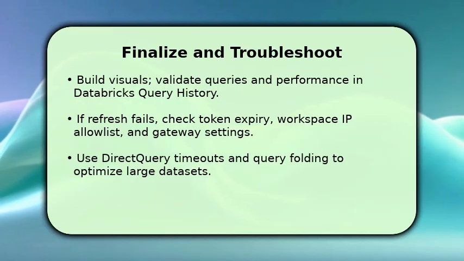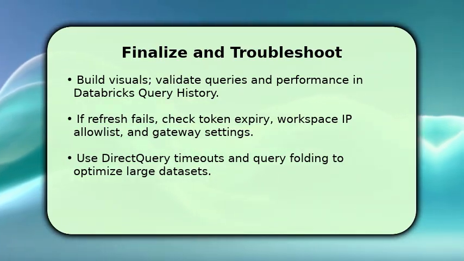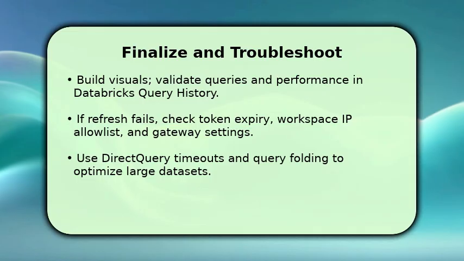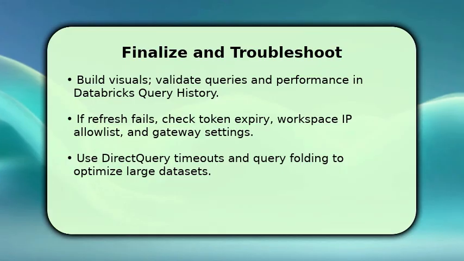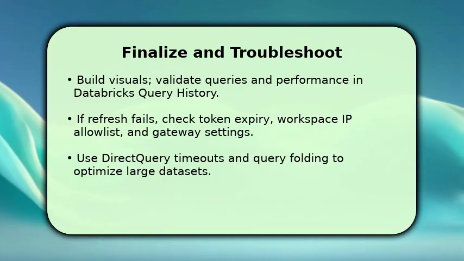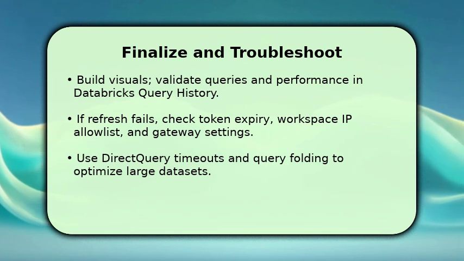Once visuals are built, test scheduled refresh or direct query performance and monitor slow queries in Databricks query history so you can optimize SQL or indexes. If something fails, make sure the personal access token hasn't expired, confirm workspace network allow lists or private link settings, and verify an enterprise gateway if used. Finally, adjust query folding and timeout settings to improve performance when working with large.